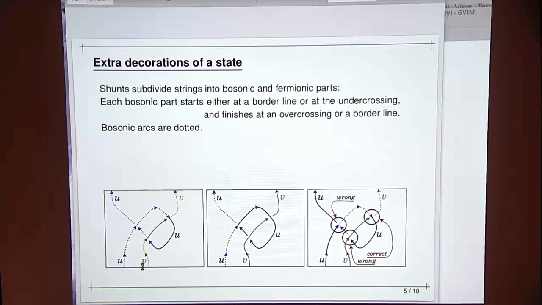But as soon as you fix the crossings and shunts, you know which is which. And the origin of this is in the R matrix, because shunts are where R matrices have binomials. But you didn't explain in the middle picture why green is fermionic. Yeah, it could be bosonic.